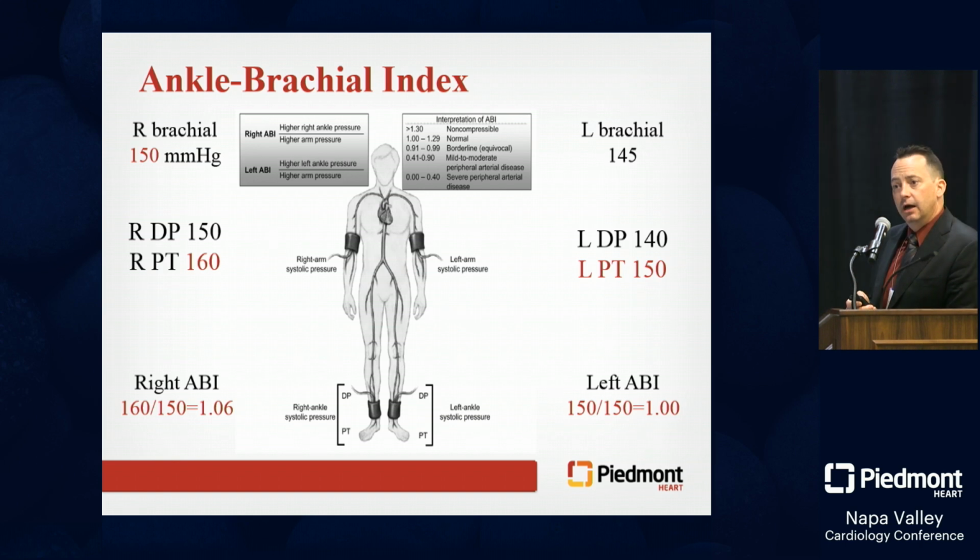So I would ask how many people in the room have actually done ABIs, but this is the traditional way of diagnosing peripheral vascular disease. And it's really very simple. You can train your MAs in the clinic to do this if you don't have a formal vascular lab, and it's very simple with a handheld Doppler and a blood pressure cuff.